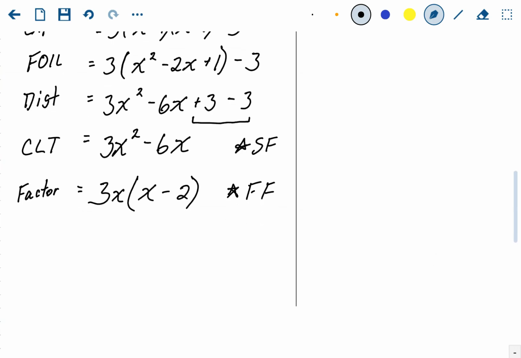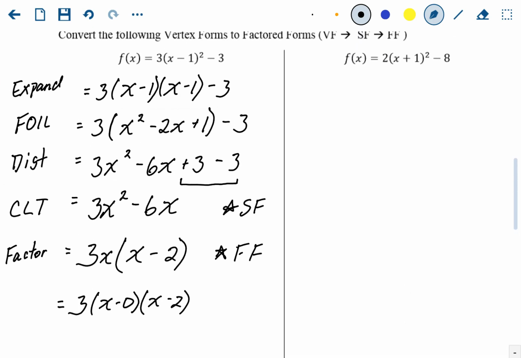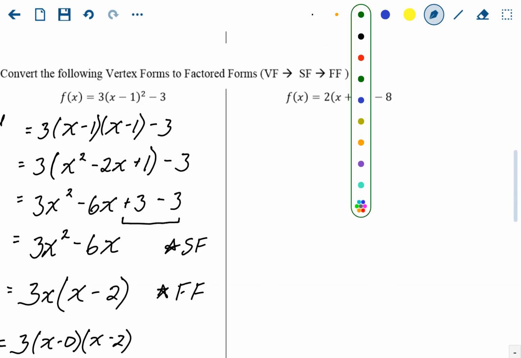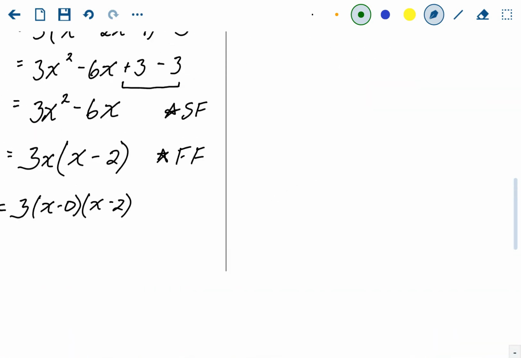Now again, what it really is, and there was one like this in the notes, is 3x minus 0, x minus 2. But you don't have to write it like that. You can just leave it in that above form. All right, next one's the same thing. I'm just going to run through it pretty quickly. Expand, that'll give us 2 times x plus 1 times x plus 1. Now again, if you're good with the perfect square trinomial pattern, you don't have to FOIL this.